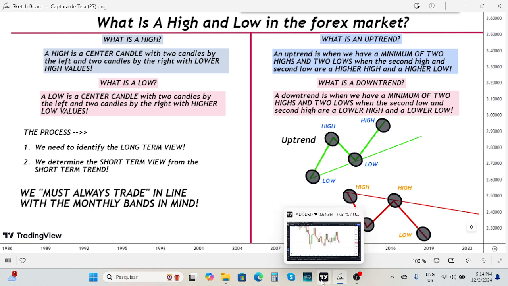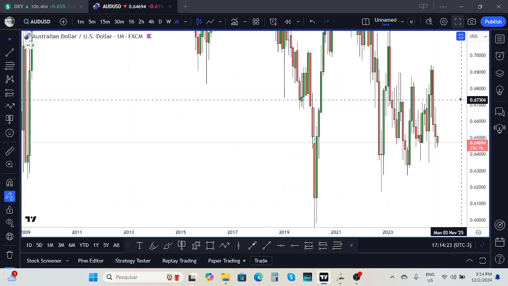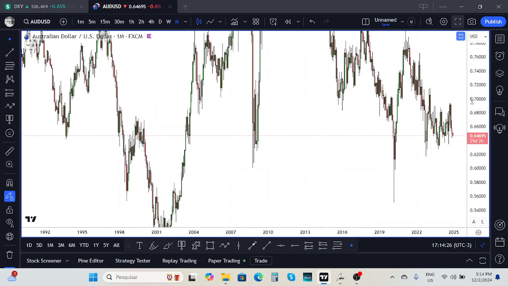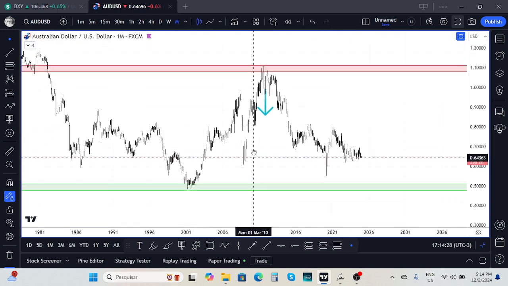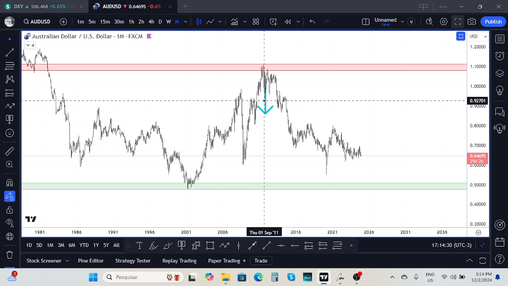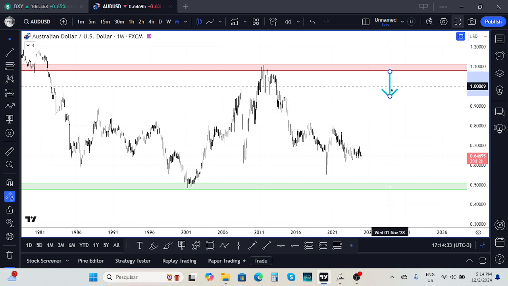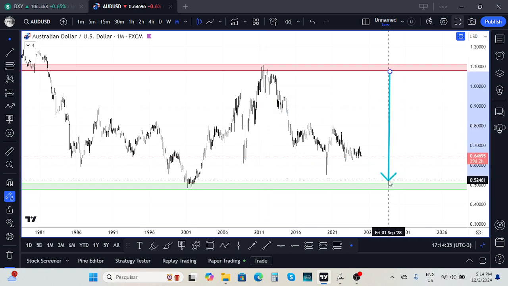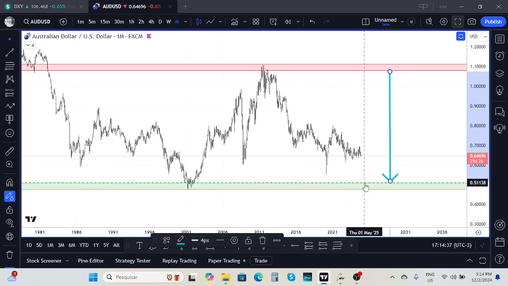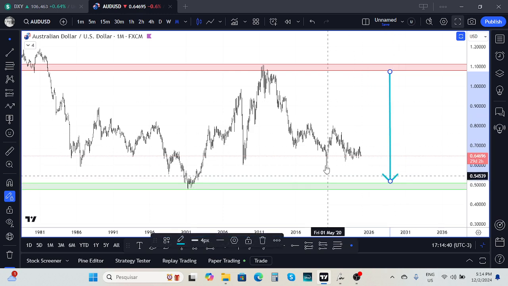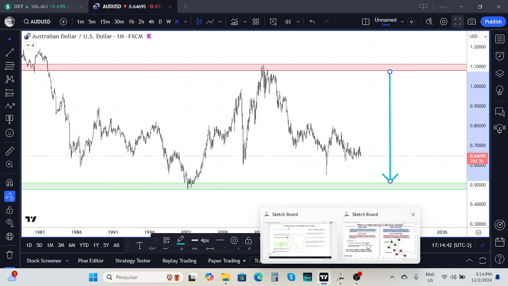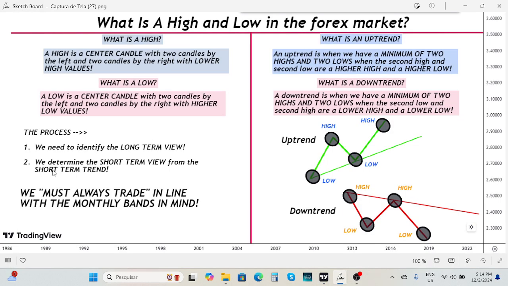As you have seen from my previous video, and like I said earlier in this video when I started, the long-term view of this market is to the downside, right? Yes, the long-term view is to the downside, which means the market needs to come to the monthly support band area. After that, what else do we need to do? We need to determine the short-term view from the short-term trend. This is the next step that we need to follow.